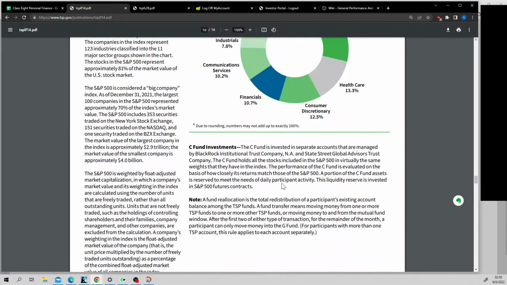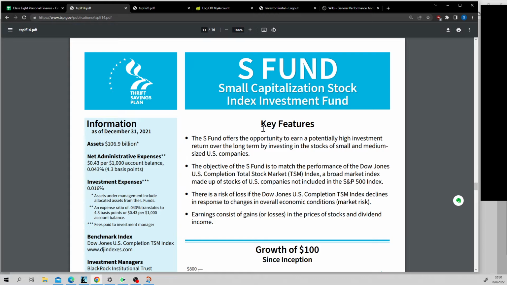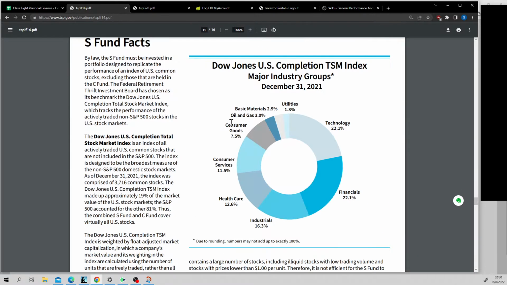Then you have the S fund. The S stands for small, and this is in effect all of the stocks in the U.S. other than those in the S&P 500. And it doesn't invest in every single one and has to sample them because it's not feasible for the fund to invest in all of them. It samples them out, and that's fine.